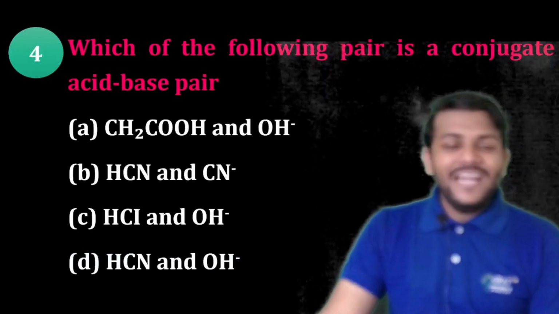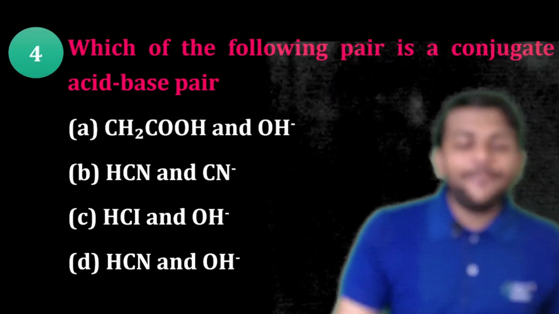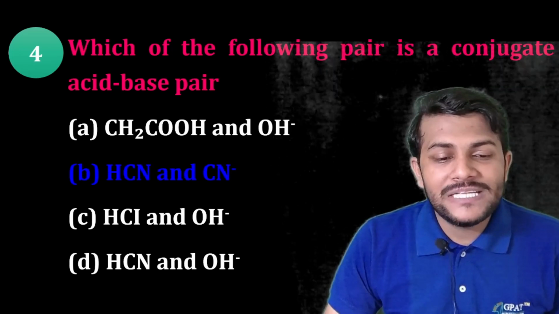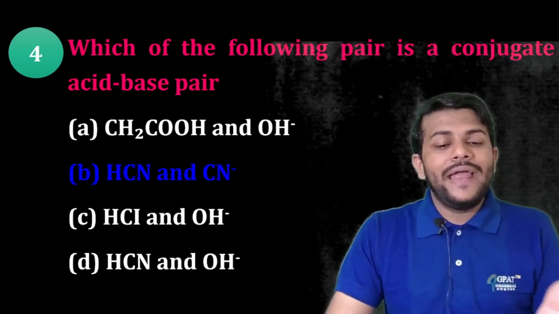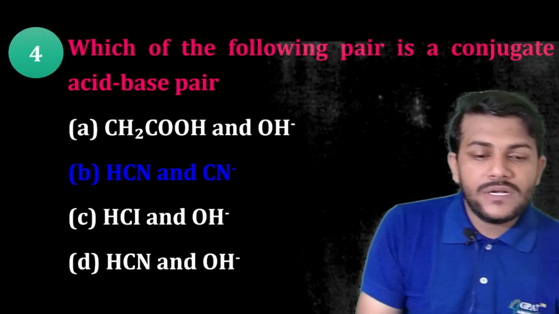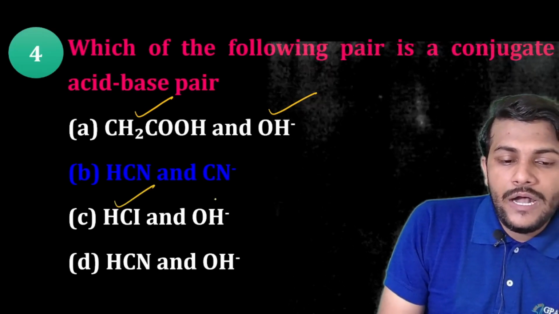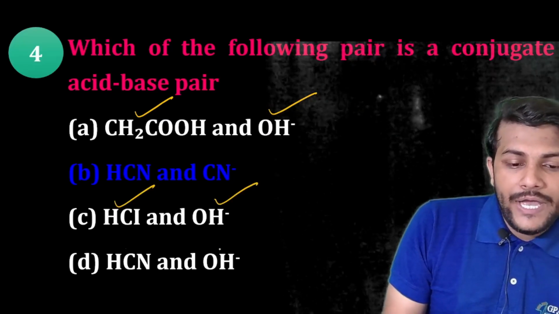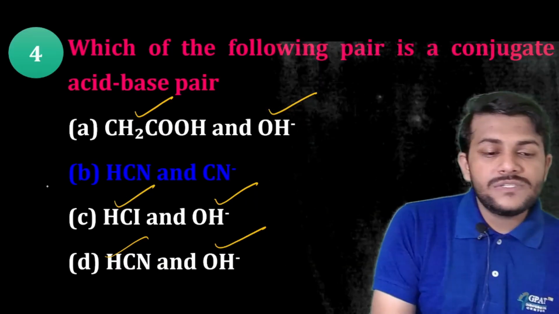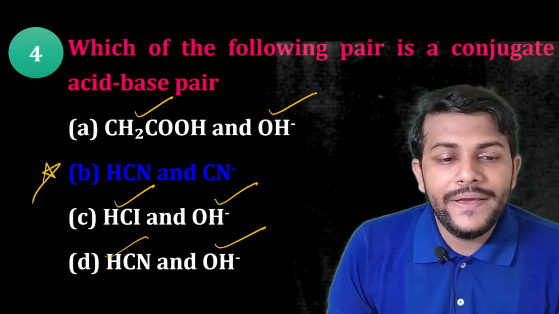Got it? Next question. Which of the following is a conjugate acid and base pair? So your HSCN and your cyanide ion, that acts as a conjugate acid and base pair. Like this is your weak acid, this is your strong base, strong acid, strong base, and your weak acid. So this is your conjugate acid and base pair.